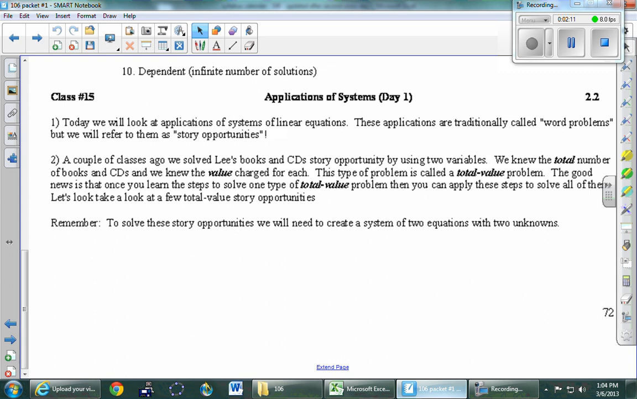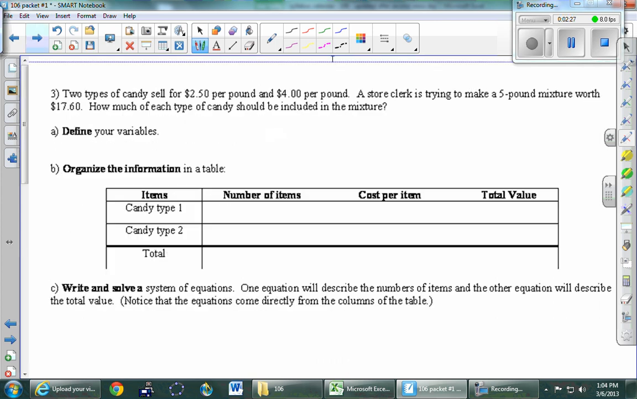Okay, thank you. So to solve every problem today, every story opportunity today, we're going to write down 2 equations, and each of those equations will have 2 unknowns, 2 variables in them. X's and Y's, and then we'll use the techniques from last class to solve. Next page, number 3, Katrina.